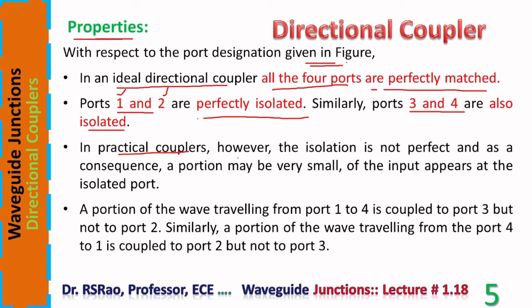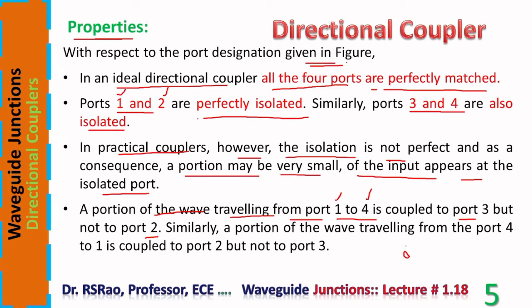In practical couplers, however, the isolation is not perfect. As a consequence, a portion, may be very small, of the input appears at the isolated port. A portion of the wave traveling from port 1 to 4, where 1 is the input port and 4 is the output port, is coupled to port 3, but not to port 2. Similarly, a portion of the wave traveling from port 1 is coupled to port 2, but not to port 3.